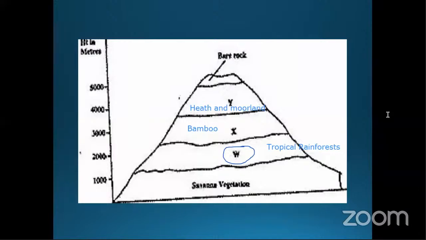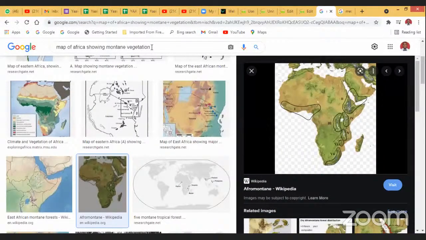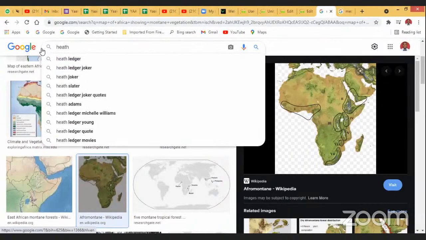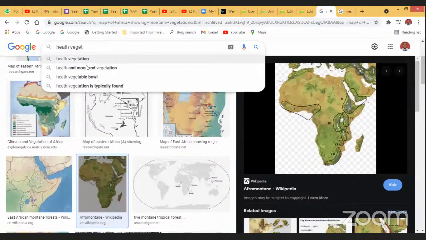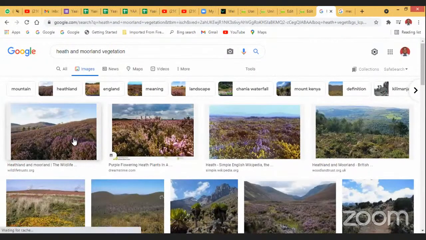Yes, sir. I wanted to ask the meaning of heath. Heath is a type of vegetation. Let me show you heath. I'm just sharing screen shortly. So we can see heath here. I'm going to show you heath vegetation. So when you look at this, this is how heath and moorland looks like.